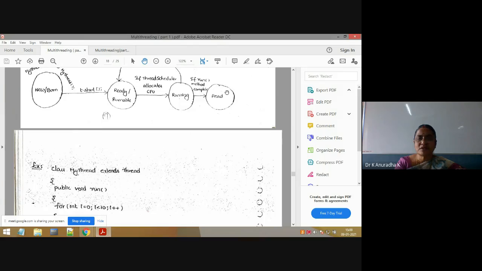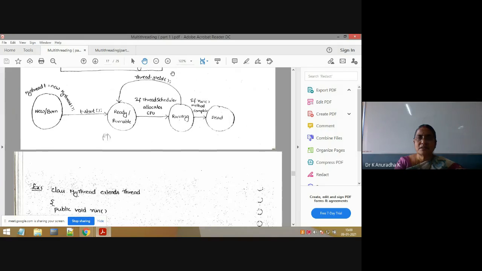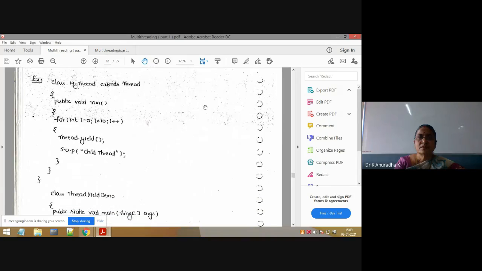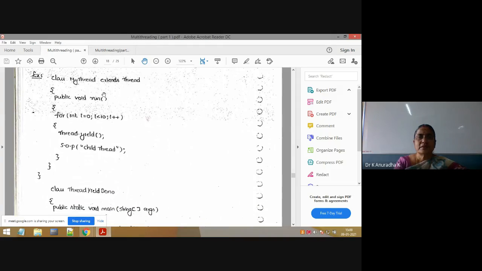This diagram is for the Thread.yield method. After drawing the diagram, take one program and explain Thread.yield. Here, if you see, I have added only this one statement. The program is the same as before; I have already discussed the first program.